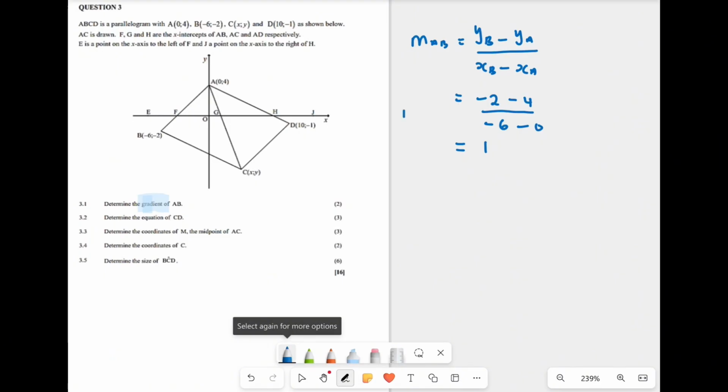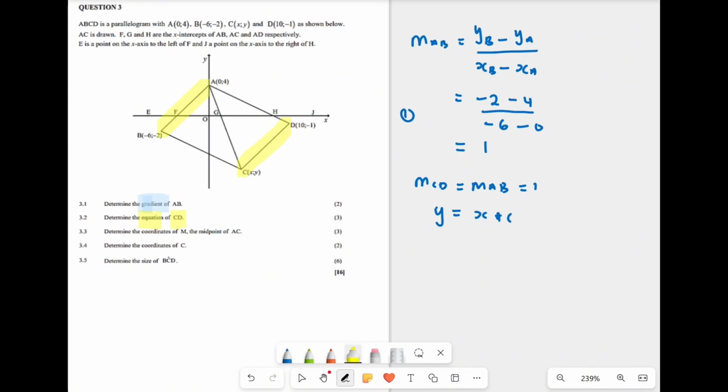Question number 2. This is number 1. Question number 2. We are required to find the equation of the line CD. Now remember, we are told that this is a parallelogram. CD and AB, they have the same gradients. So we already know that the gradient of CD is equal to the gradient of AB because these two lines are parallel. Now, the equation of the line is given by Y is equal to mx plus c. But we do have our m. The gradient is equal to 1 because the gradient of AB and the gradient of CD are equal because these two lines are parallel. So it will be 1x plus c.